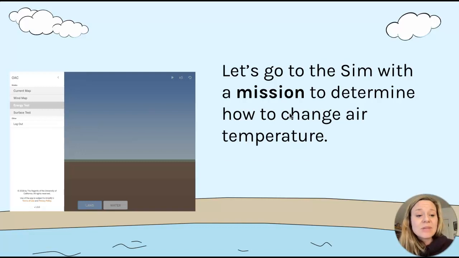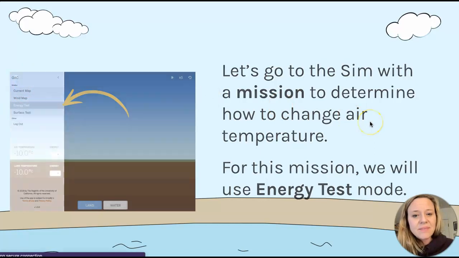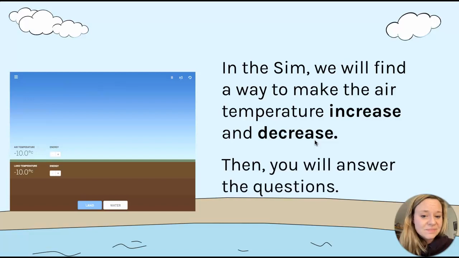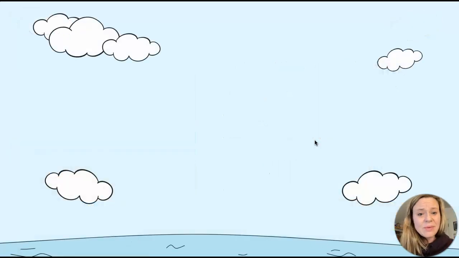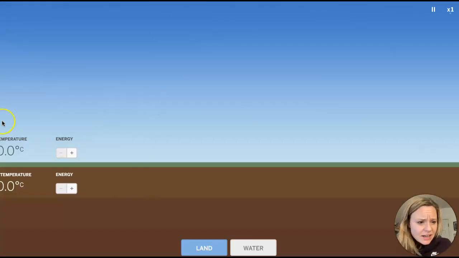So when you get into the simulation, you're going to check in, make sure that you are in energy mode by clicking on the hamburger on the left side. And then once you're in there, you're going to start increasing and decreasing energy in order to simulate what's going on. And then you're going to answer some questions. So the investigation question that we're trying to answer is, where does the energy in the air and water come from? And we are just going to switch over to the simulator now and take a look at it.